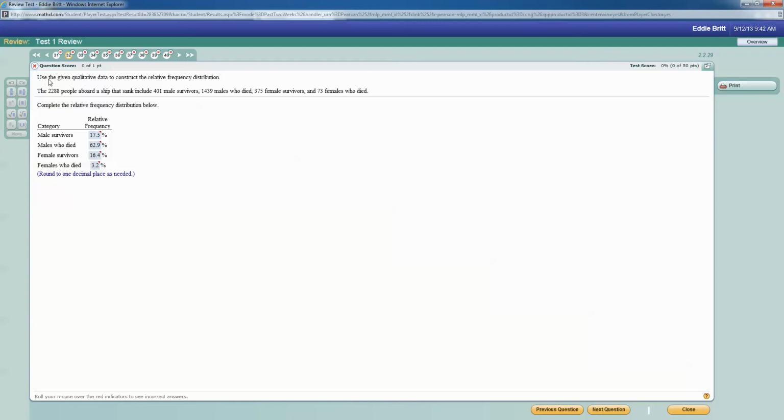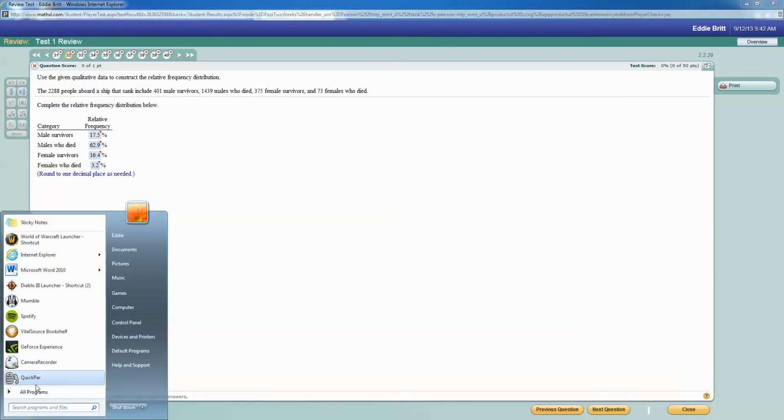Use the given qualitative data to construct the relative frequency distribution. The 2,288 people aboard a ship that sank include 104 male survivors, 1,439 males who died, 375 female survivors, and 73 females who died. And so to get the relative frequency, you just take 401 and divide by the total number of people on the ship, 2,288.